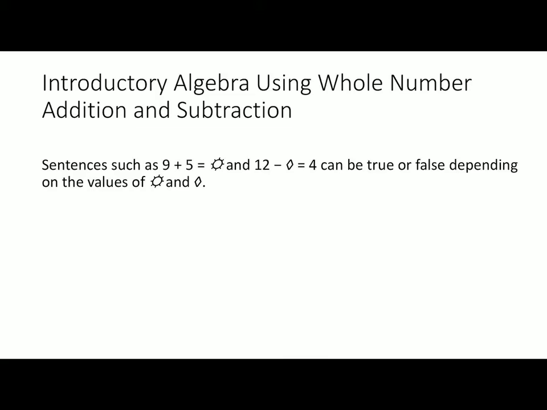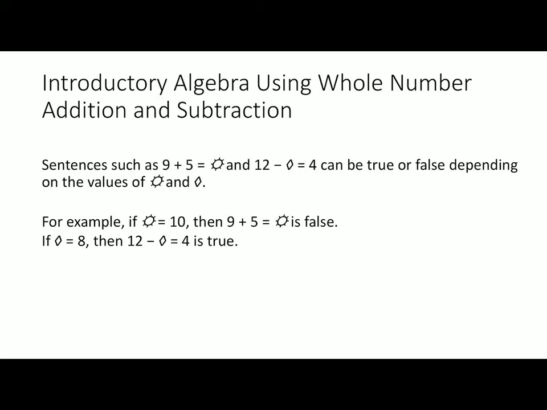All right, even in first grade here, where we're starting to talk about subtraction, we are getting students' minds ready for algebra. So even if you don't think, well, I'm not going to be teaching algebra, you are preparing their brains to think algebraically. So sentences like 9 plus 5 equals sun, or 12 minus diamond equals 4, these are getting kids to think algebraically, and they are true or false depending on the values of that sun and that diamond.